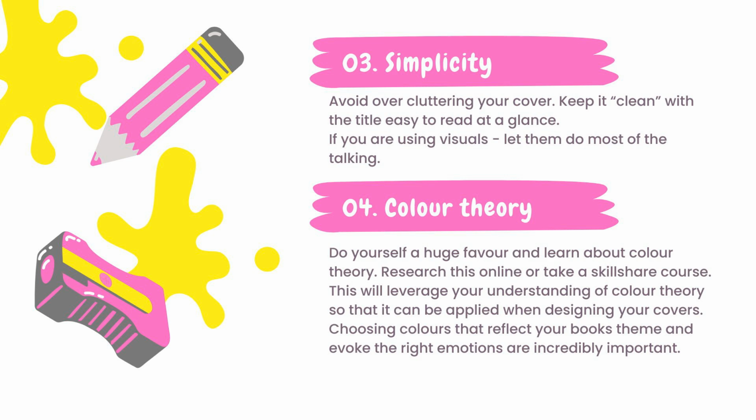So for example, reds and oranges might exude energy and excitement, which could be really great for fitness planners or activity books. Blues and greens often promote calmness and peace, and they can be ideal for self-care journals or sleep trackers, for example.